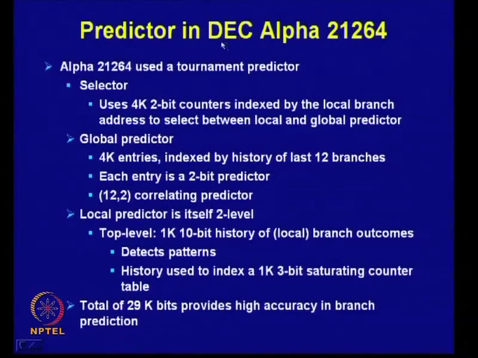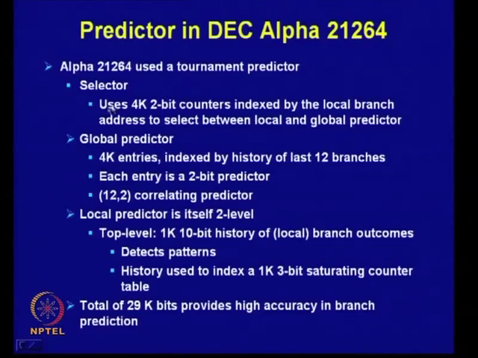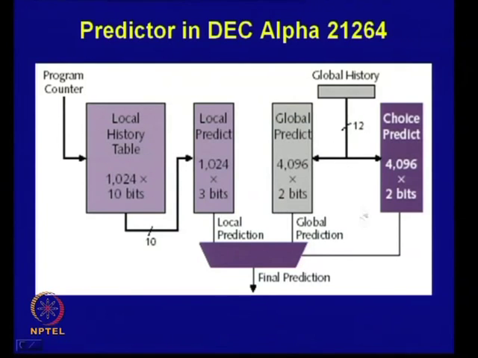Coming to the predictor in the DEC Alpha 21264 chip, the predictor is the most sophisticated one, which uses a tournament predictor. As we have seen, a tournament predictor requires 3 components: selector, global predictor and local predictor. The selector will select between either the local predictor or the global predictor. So, 3 components are there. The selector uses 4k 2-bit counters indexed by the local branch address to select between local and global predictor, as shown in this particular diagram.